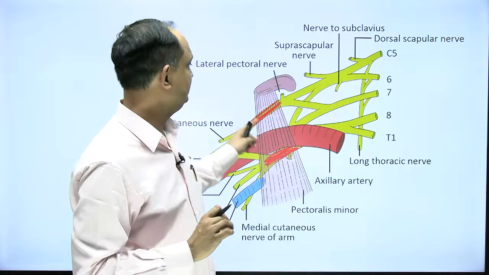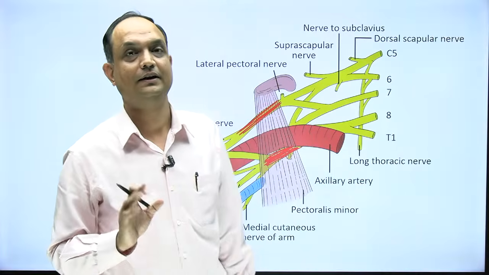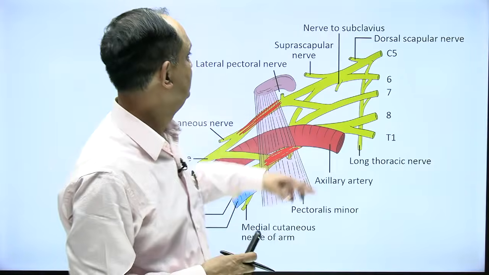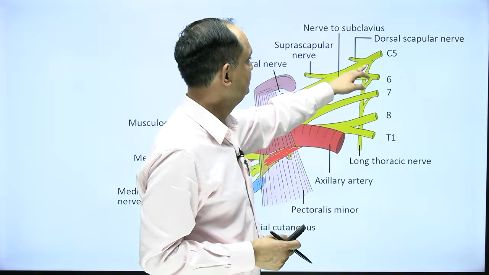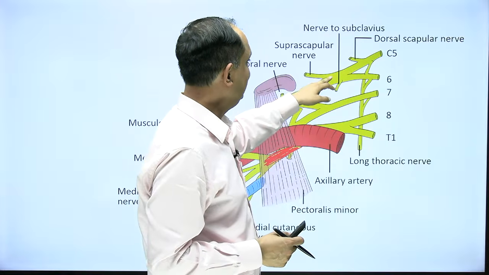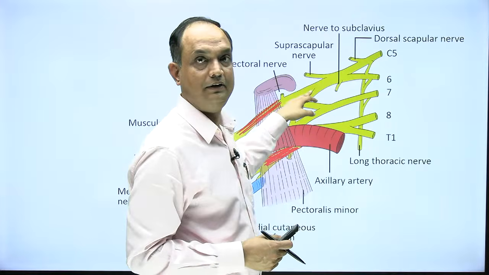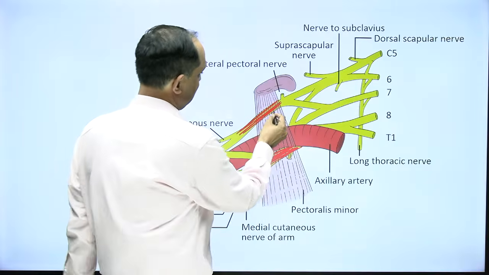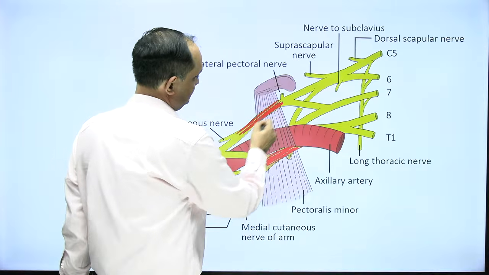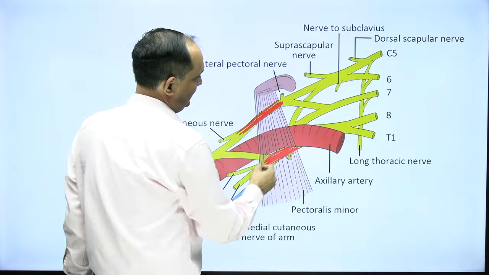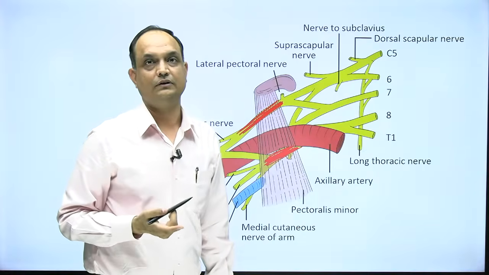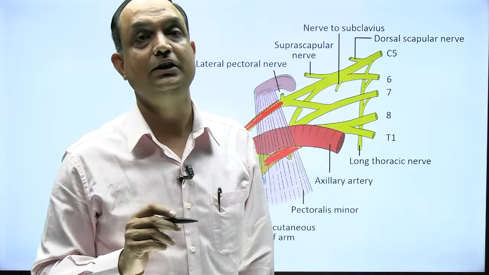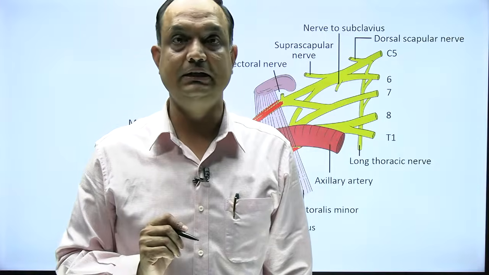So there are three important trunks. Upper trunk, and so on. This is the root, then you will have the trunk, then the trunks go on to form the divisions, and the divisions are going to form the cords. So this is the lateral cord, this is the medial cord, and there is one more cord, the posterior cord. All these three names are given on the basis of their relation with the second part of the axillary artery.